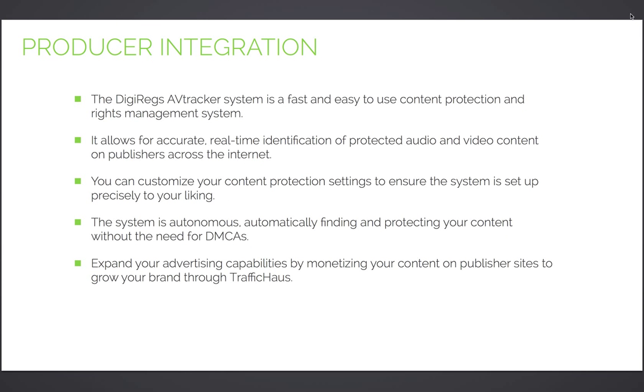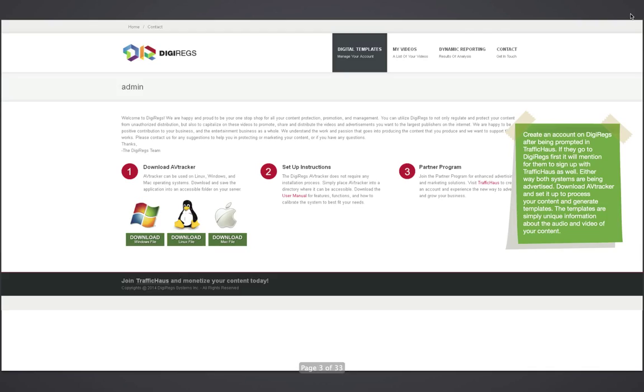We begin with signing you up to DigiRegs.com, where you have an option to pass that sign-up integration on to partner.traffichaus.com, or you can go straight to partner.traffichaus.com if you're only interested in submitting videos. After sign-up, you will hit our dashboard, which gives you three options. First option is Download AV Tracker, where we give you three options depending on your system: Windows, Linux, or Mac.